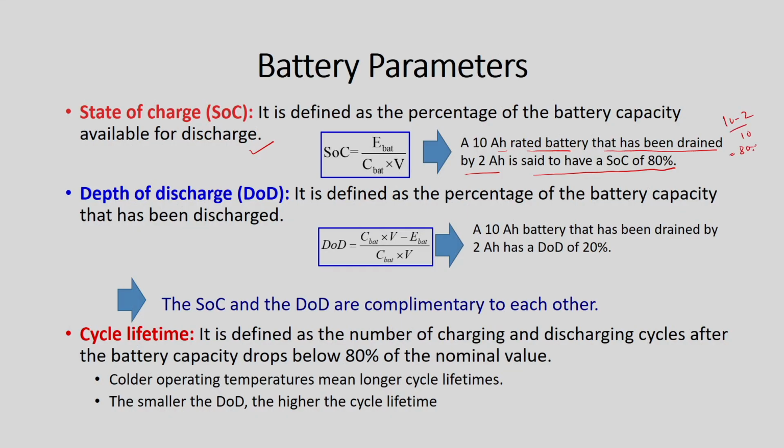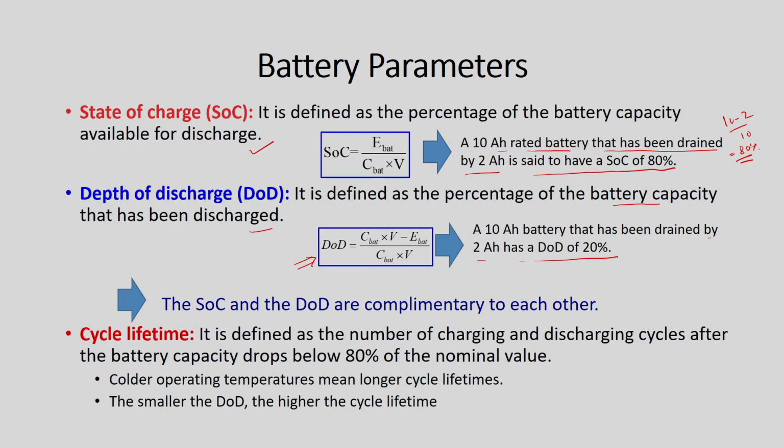It will be 80%. And one more parameter we must know when we talk about battery parameters is called depth of discharge. It is defined as the percentage of battery capacity that has been discharged. It is represented by DOD, which is C_bat, the capacity of the battery multiplied by rated voltage, minus the energy of the battery, divided by C_bat multiplied by V. Same problem in terms of DOD: a 10 ampere hour battery that has been drained by 2 ampere hours has a DOD of 20%.